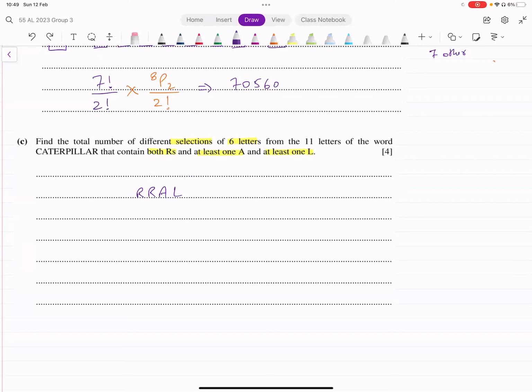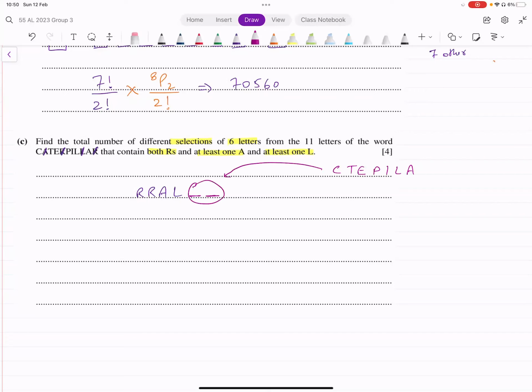Now, how many remaining places do we have in this selection? You have to select just 2 more letters out of the remaining. Now we have taken out 2 R's, so R is eliminated from here. One of the A's is gone and one of the L's is gone. What are the remaining letters now? C, T, E, P, I, L, A. These are all different letters. Out of these 7 letters, you need to select 2.